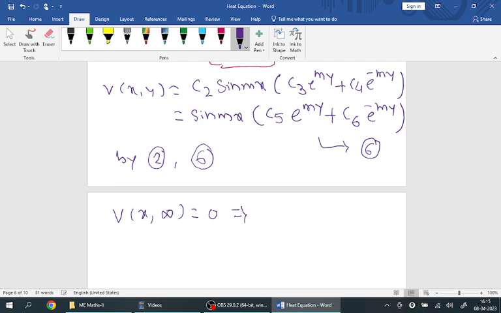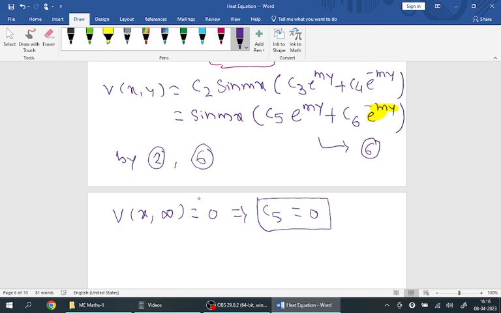This implies, you will observe, when you replace y by infinity, v should be 0. Now you will observe e raised to the coefficient of c6. Here y is infinity, so e raised to minus infinity is 0. So it doesn't create a problem. But when you replace y by infinity, e raised to infinity is infinity. Now this term is 0 provided c5 should be 0. So this condition already tells us c5 should be 0. You can apply that condition at the beginning also.